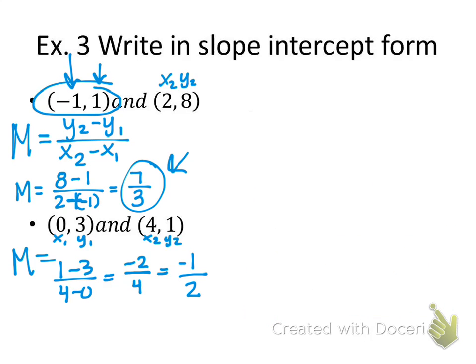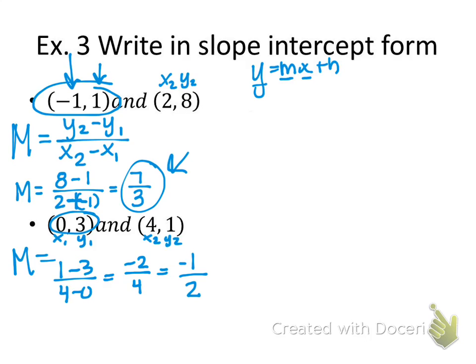Okay, and we're going to use slope-intercept form first so I can find b. So I'm going to use one of these points, which is 0 and 3. Let's choose that one. I'm going to use slope-intercept, which is y equals mx plus b. Remember, I know m and I know an x and a y, so I'm going to plug that in.